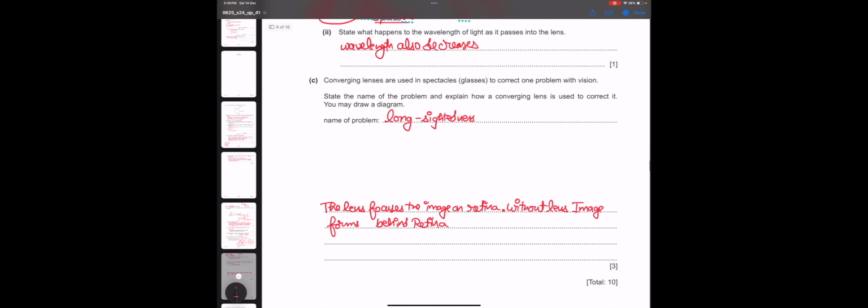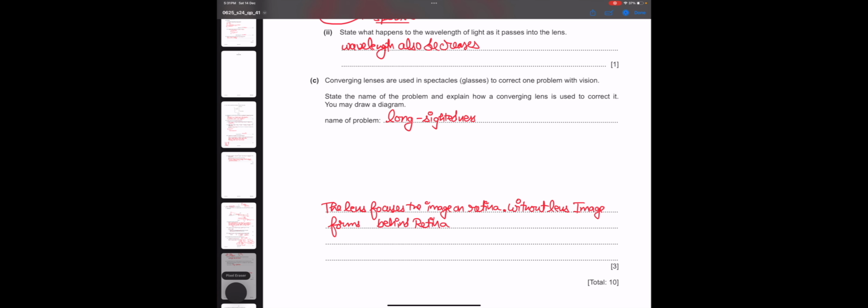Alright, now converging lenses are used in spectacles to correct one problem with vision. State the name of the problem and explain how converging lens is used to correct it. For this, I have a photo for you. See, this is the problem and this is called long-sightedness. In figure A, you can see that the light rays are forming behind the retina.